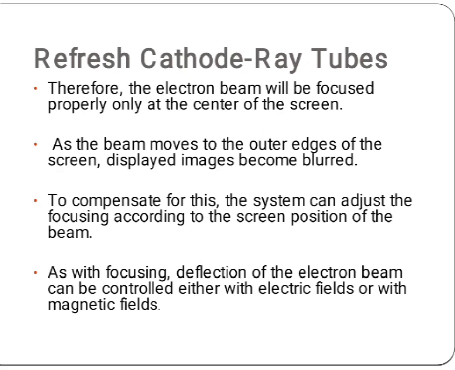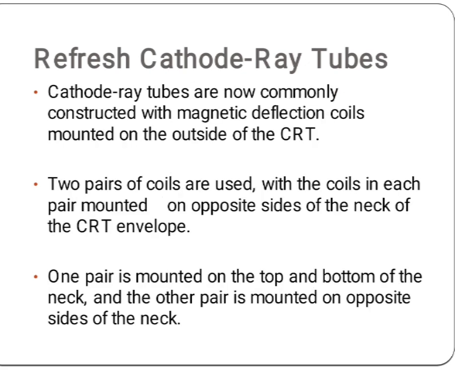As with focusing, deflection of the electron beam can be controlled either with an electric field or with a magnetic field. Cathode-ray tubes are now commonly constructed with magnetic deflection coils mounted on the outside of the CRT. Two pairs of coils are used, with the coils in each pair mounted on opposite sides of the neck of the CRT envelope. One pair is mounted on the top and bottom of the neck, and the other pair is mounted on opposite sides of the neck.